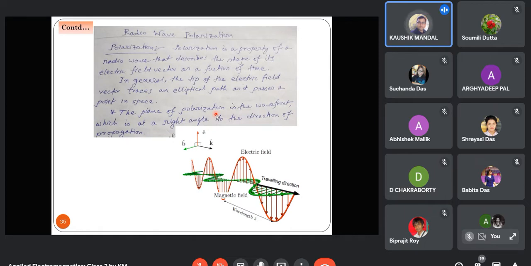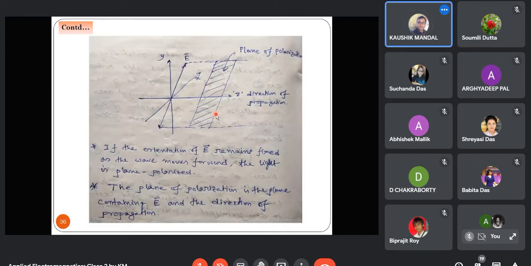So basically, the plane of polarization means a plane on which the corresponding electric field vector lies, as well as the direction of propagation. Then the corresponding plane will be called the plane of polarization. So, particularly in this slide, it is described.